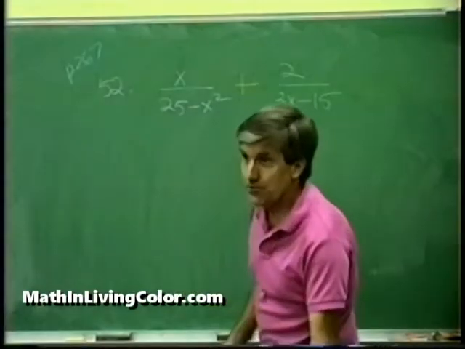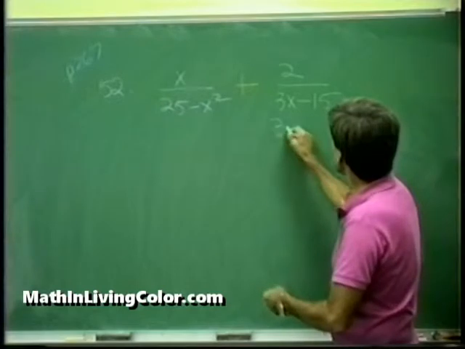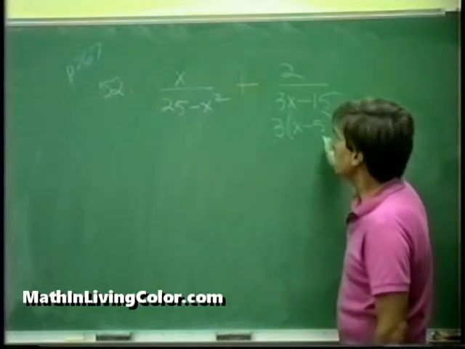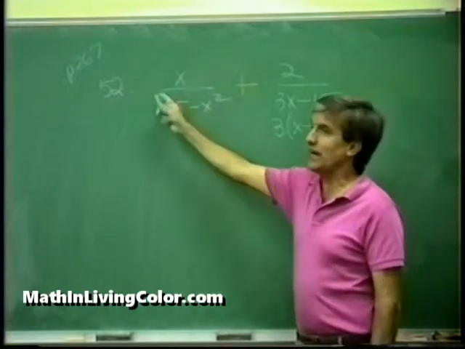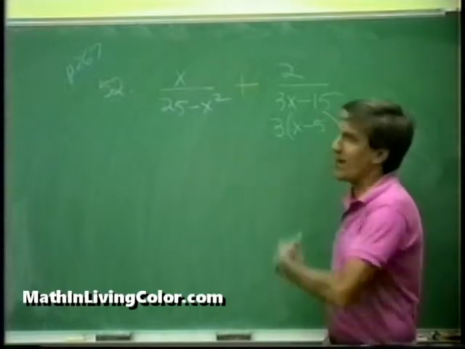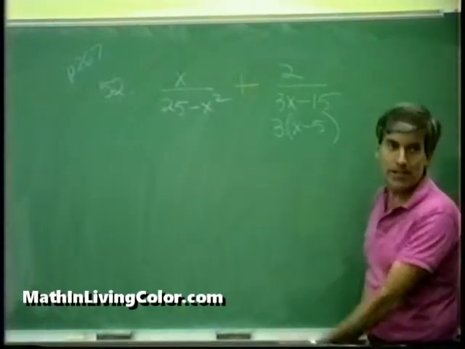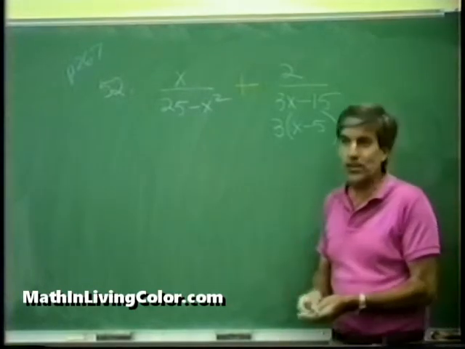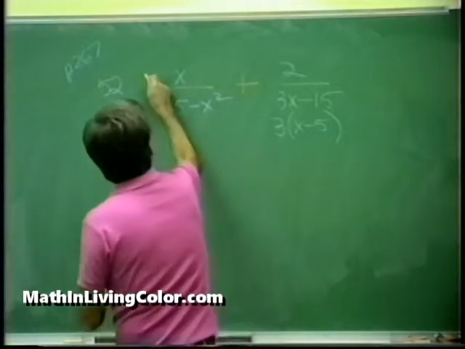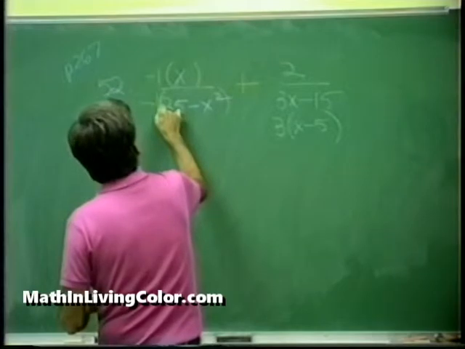First of all, if you factor the 3 out of this, do you see what we're going to get? 3 times what? X minus 5. Do you see that this is not exactly what I'd like it to be? This is 25 minus x squared. What would you rather have than 25 minus x squared? X squared minus 25. Can you think of anything we can do that would generate such a thing? Multiply the numerator and denominator both by negative 1. Let's multiply the numerator and denominator both by negative 1.